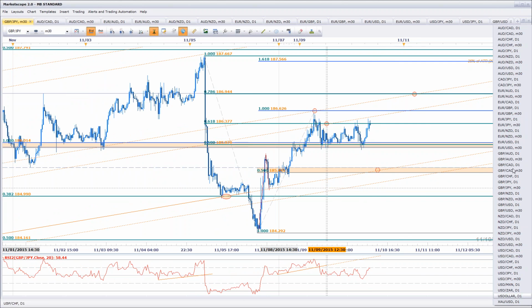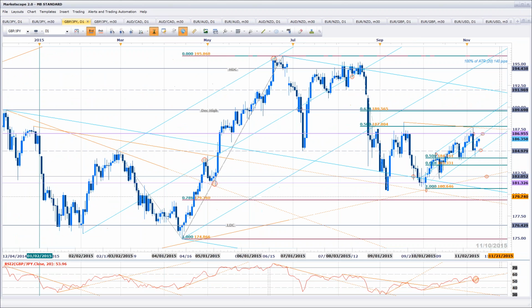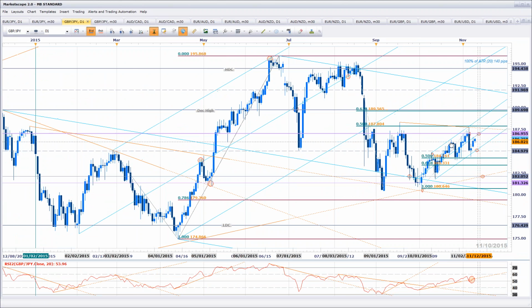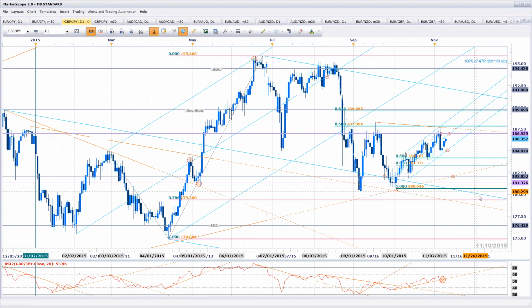Until that happens, here's what the daily looks like before we move on. The risk is for still a rally to 186.95. That's going to be the high day close from September. Okay, it's the 2015 open where we opened the year. Actually, that came just a little bit lower. And you have the median line off the lows.